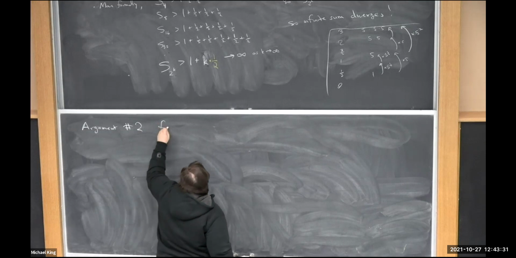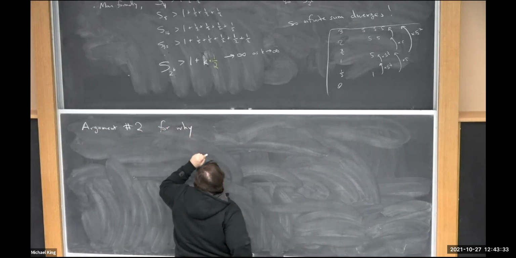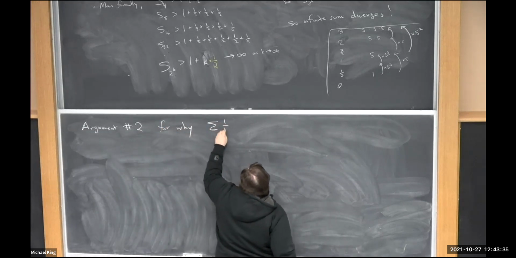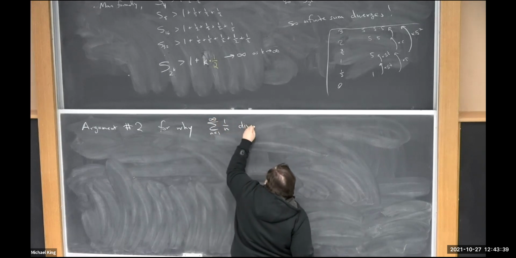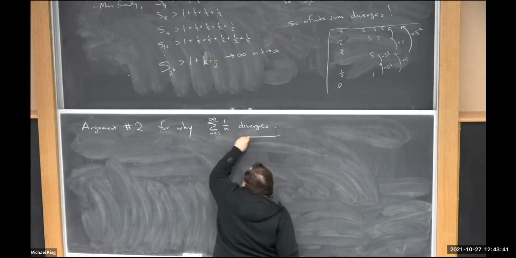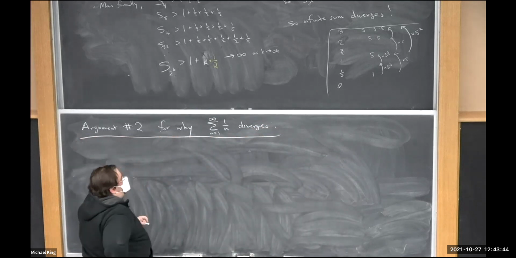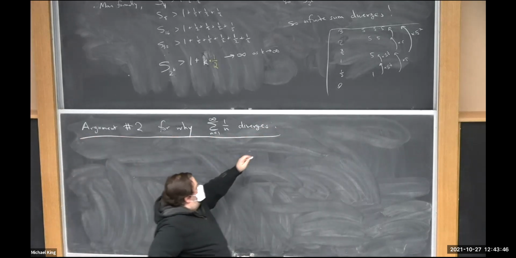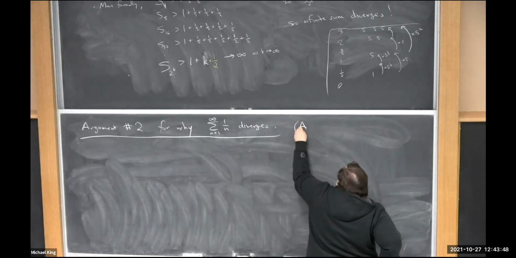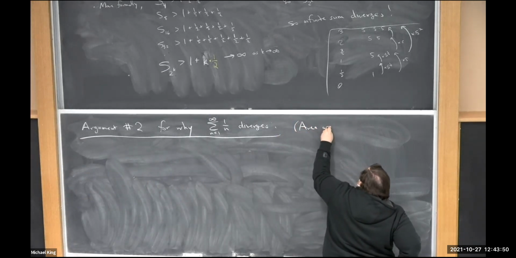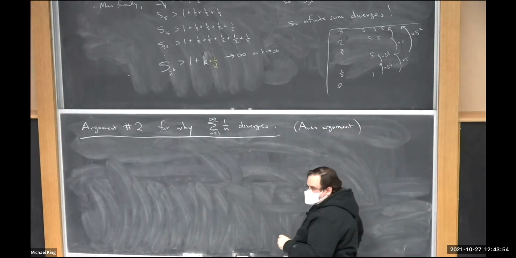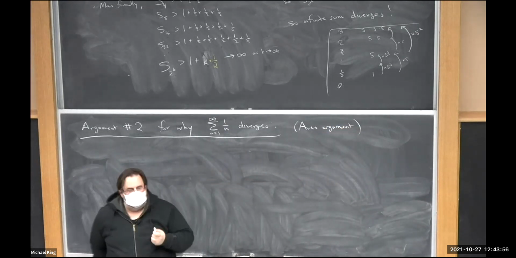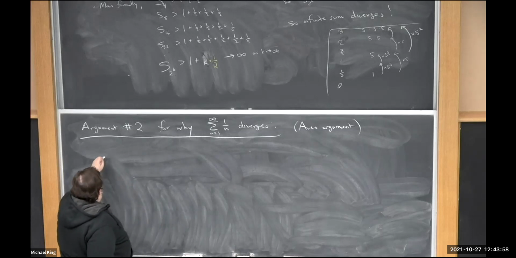For why this thing diverges. And it's an area argument. I'm going to show you can represent this series as an area, and it's an area that we're going to be able to see as an infinite area. So here's how we do it.